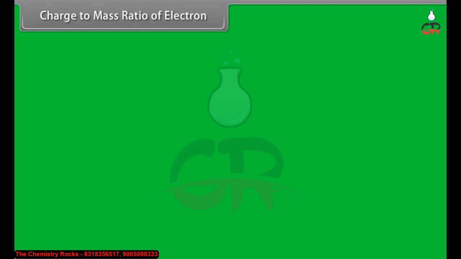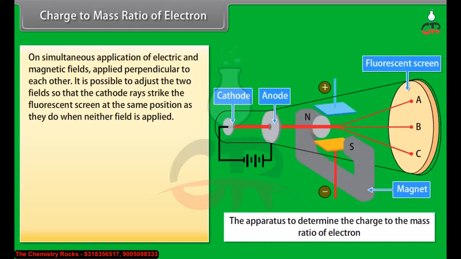On simultaneous application of electric and magnetic fields applied perpendicular to each other, it is possible to adjust the two fields so that the cathode rays strike the fluorescent screen at the same position as they do when neither field is applied. The value of charge to mass ratio of the electrons was found to be 1.76 × 10^8 coulombs per gram.